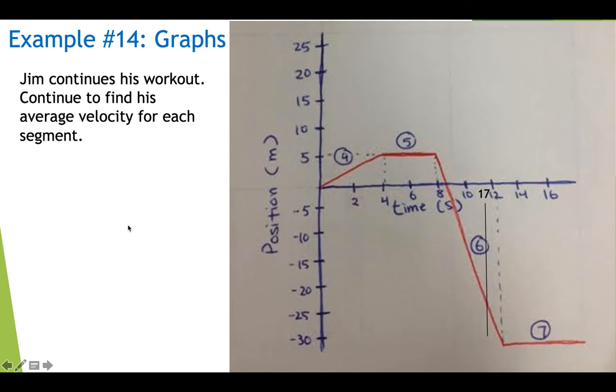Let's give one more a try. So in example 14, Jim continues his workout, so he's going to keep on running for segments 4, 5, 6, and 7. We want the average velocity for each of the segments. Okay, so if we want velocity or speed for the individual segment, we need to take the slope of those segments. So I'm going to have you pause the video and take the slope for segments 4, 5, 6, and 7. Unpause the video once you find the slopes of those 4 segments.